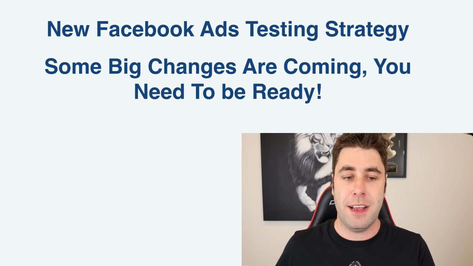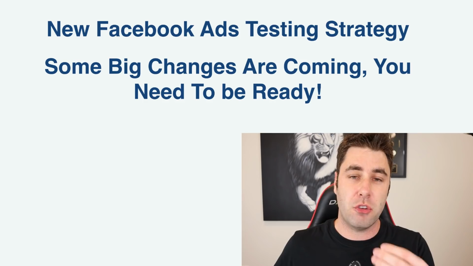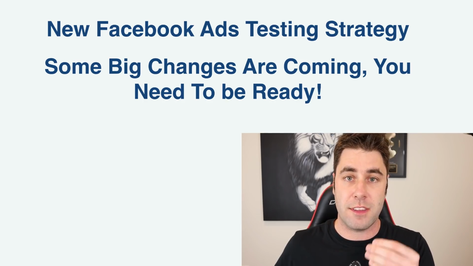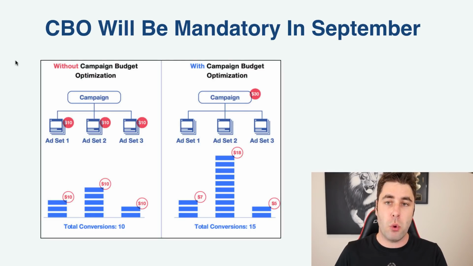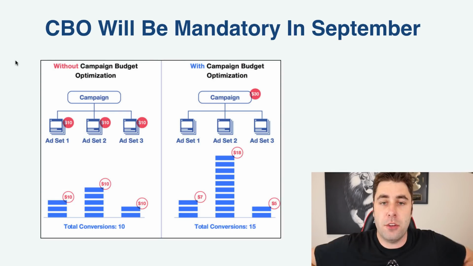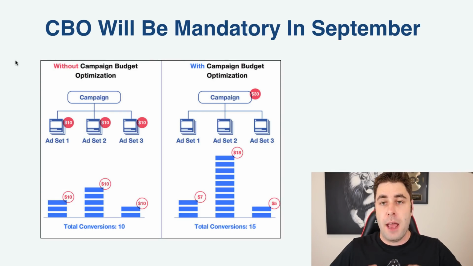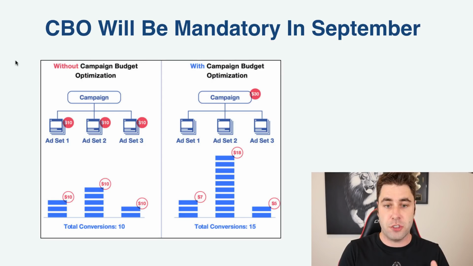Now, what am I talking about, guys? This is a serious thing that people are actually talking about, but not really in the context that they should be talking about. And what I'm talking about is CBO, and this stands for Campaign Budget Optimization. Now, there's a lot of videos online right now about people talking about how to do this and strategies, but no one's really mentioned that in September, this will be mandatory. You won't be able to turn this function off.